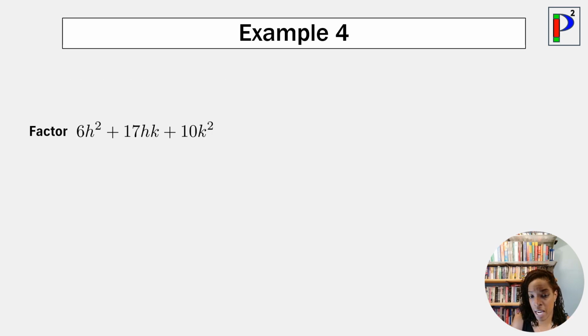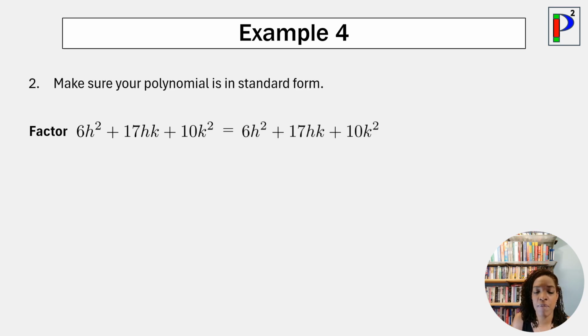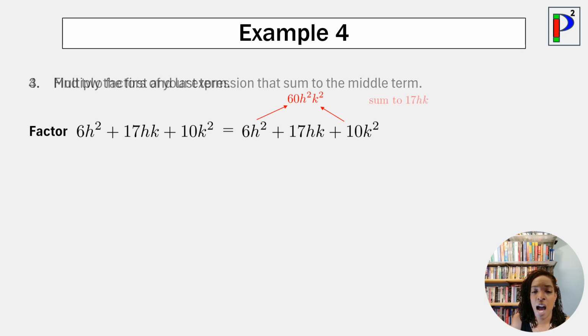Let's factor 6h squared plus 17hk plus 10k squared. Now, as always, I look for my GCF. I don't have one, but I do notice that there are two variables in this expression, so standard form should have your highest powers on the first and last terms. Okay, so it's in standard form. I'm going to multiply 6h squared times 10k squared to get 60h squared k squared. I now know that I need two terms that sum to 17hk and multiply to 60h squared k squared.